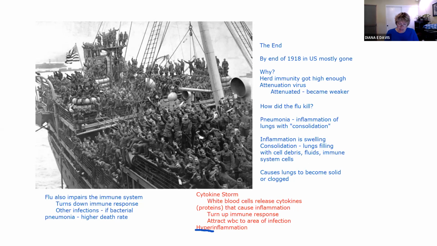This is most common in young adults with healthy immune systems, but this hyperinflammation can make your symptoms worse. If you've got a lot more inflammation, a lot more white blood cells in the lungs, that's pneumonia right there. So the cytokine storm can actually contribute to the symptoms of pneumonia.